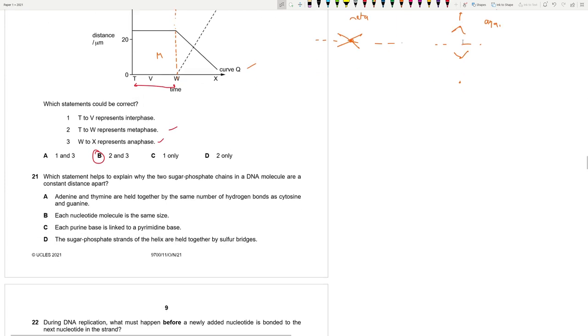Okay. Number 21. Which statement helps to explain why the two sugar phosphate chains in a DNA molecule are a constant distance apart?